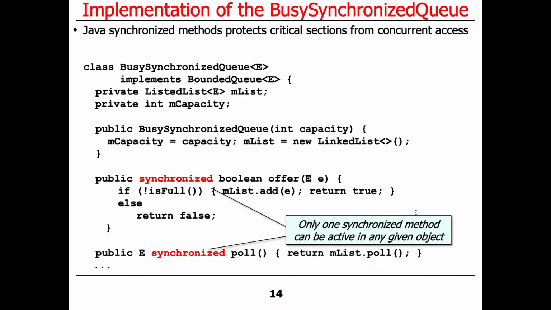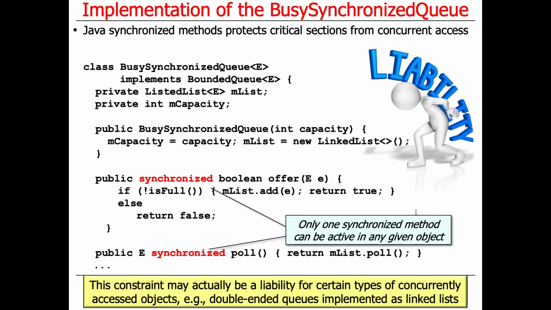We're going to have the synchronized method. We're using a synchronized method here as opposed to a synchronized statement. It's just easier. So now offer and poll are synchronized, so only one thing can be in there at a time. And even though this is correct, in other words, this code will work, it actually could be a downside because it's possible to have more clever implementations for queues that are based on linked lists.